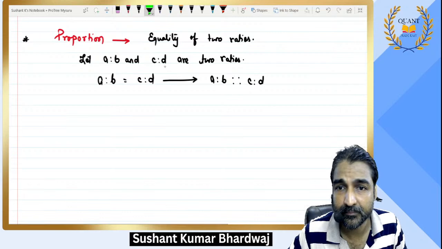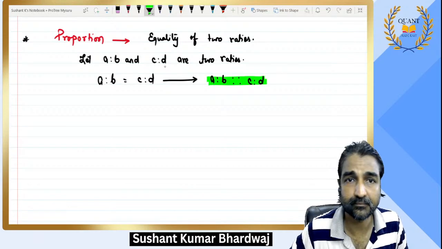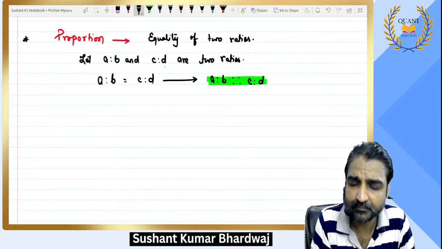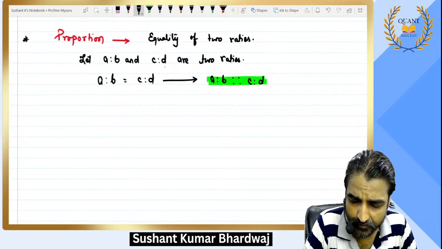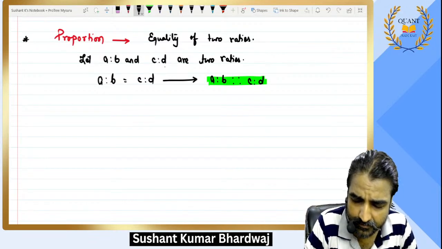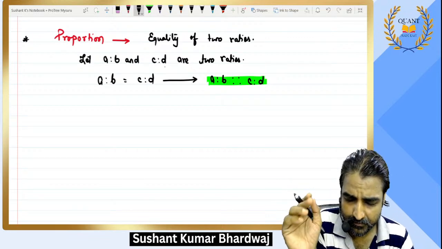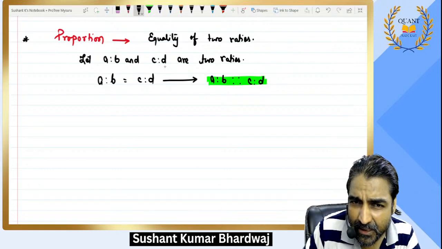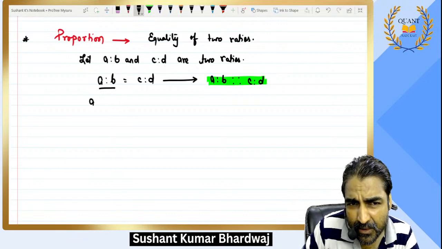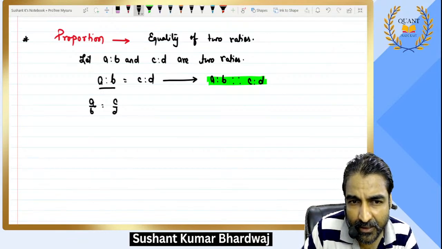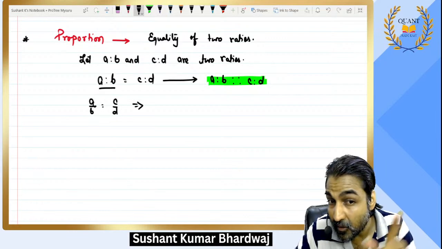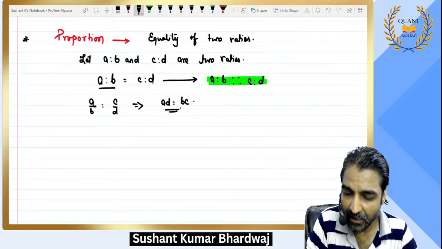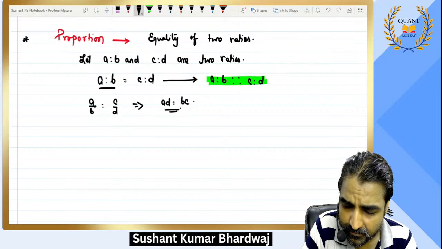Is that clear? Any doubts till now? Okay. Then this can be written as A upon B is equal to C upon D. This implies, after doing cross multiplication, AD is equal to BC. Abhigyan present? Okay.